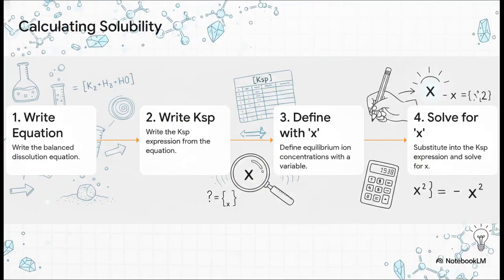Now, the awesome part about KSP is that if you know its value, which you can just look up in a table, you can calculate the precise solubility of a compound. It's basically a four-step recipe where you solve for a variable x, and that x tells you exactly how many moles of your solid can dissolve in a liter of water.